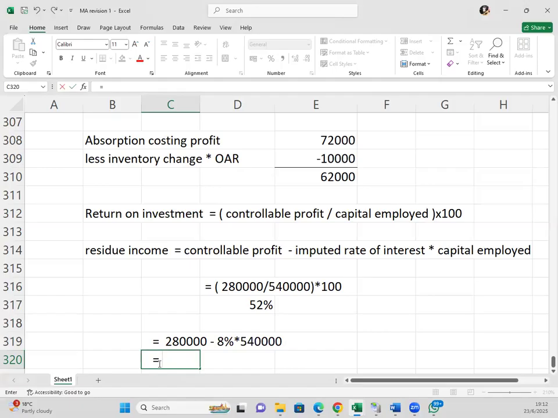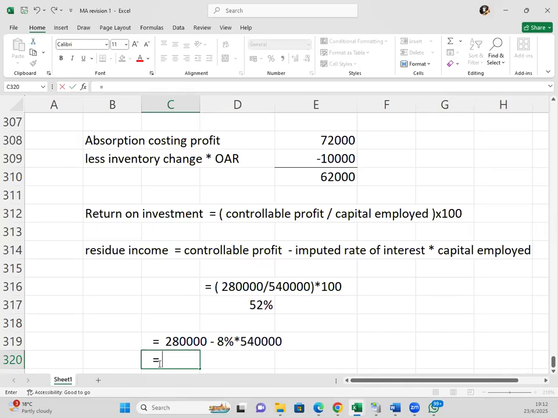So it's saying we invested 540, but let's assume it was money that we had borrowed and we are supposed to pay interest of 8%. The imputed rate of interest is just an assumed rate of interest. So we want to check whether this project would be giving us profit that's enough to cover our interest. So if it gives us a positive return on residual income, then it's worth investing in.